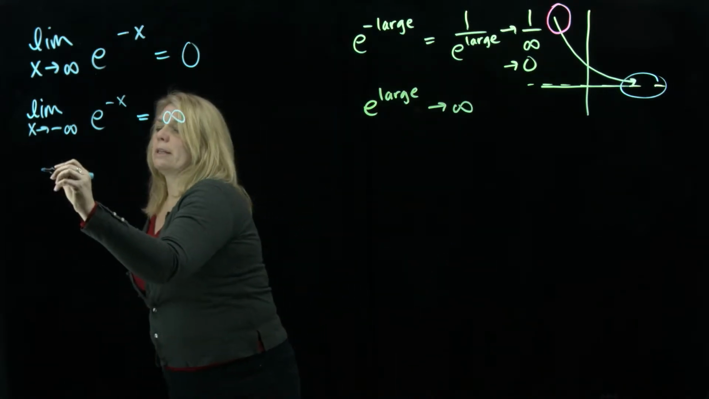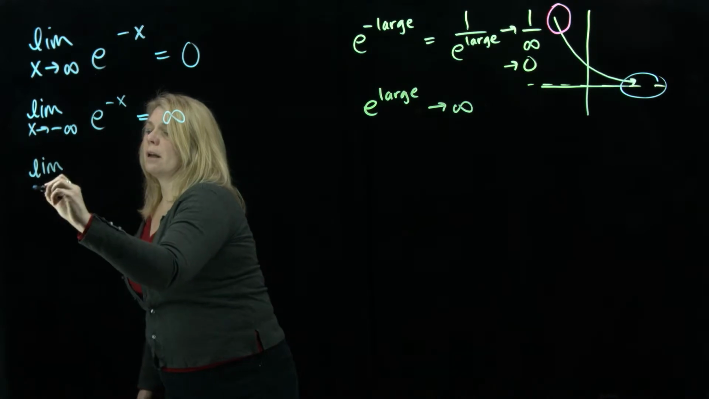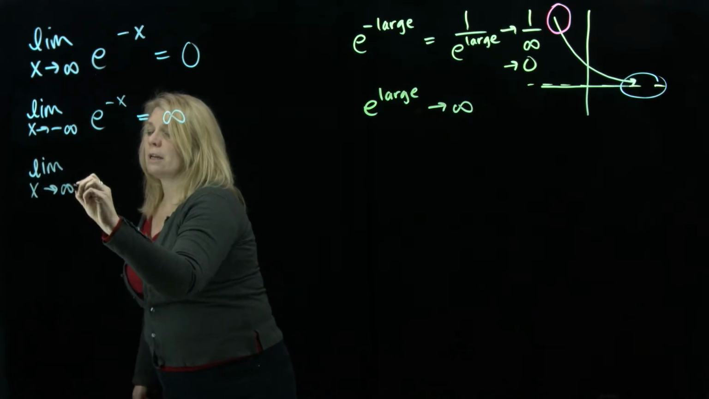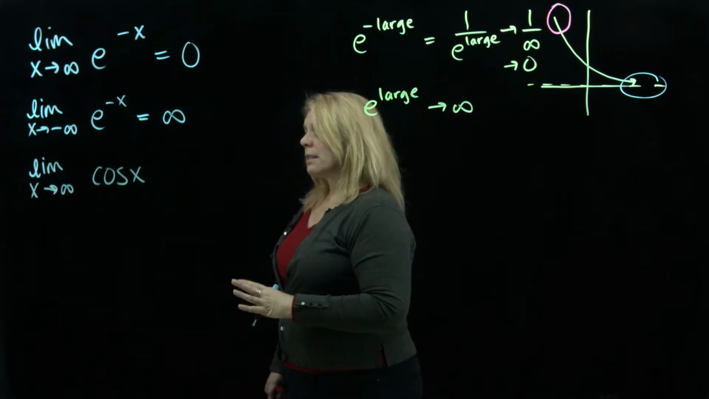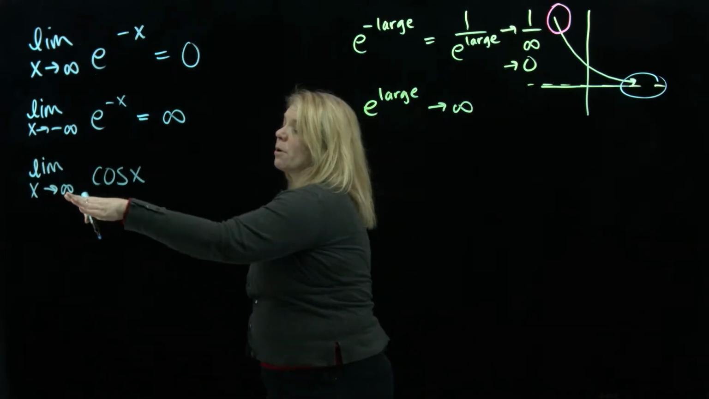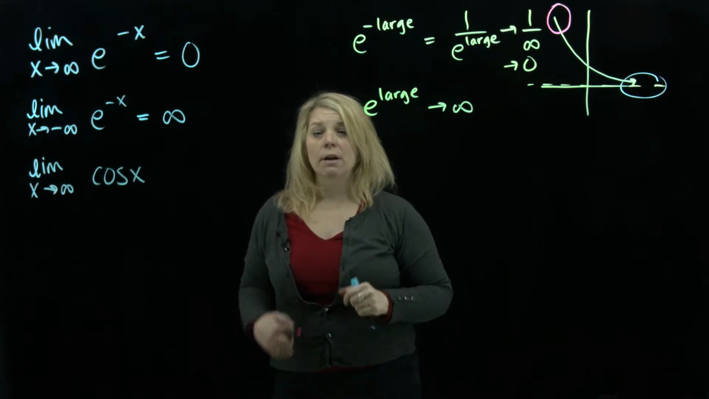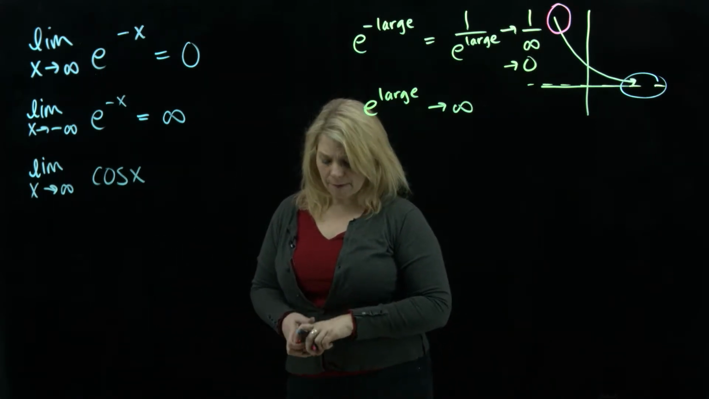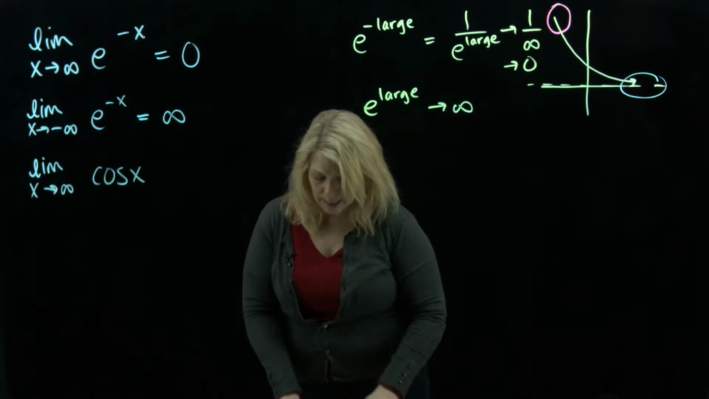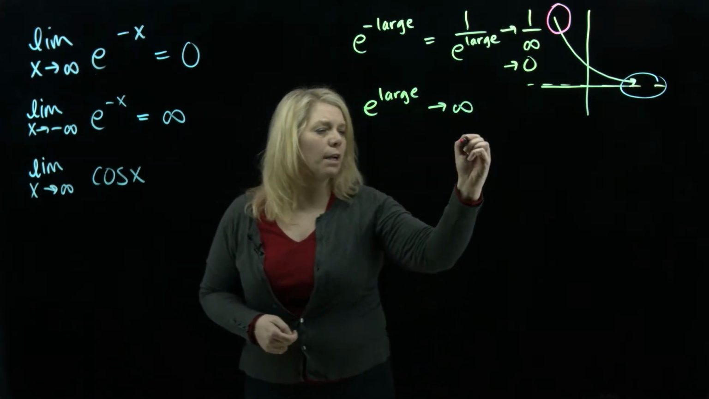Just as another point of contrast, let's look at one other kind of basic function. Let's look at the cosine function here. All right, so this is asking us about, as x approaches infinity, what happens to the outputs of the cosine function. This is another one that you should have a good sense of what the graph of that function looks like. So you might sketch that. I'll just do that in a different color over here.